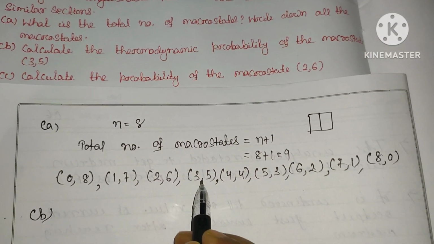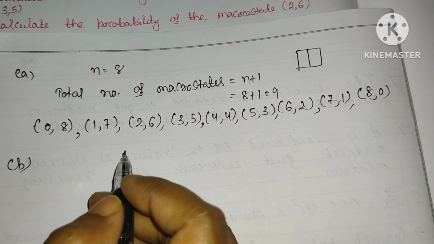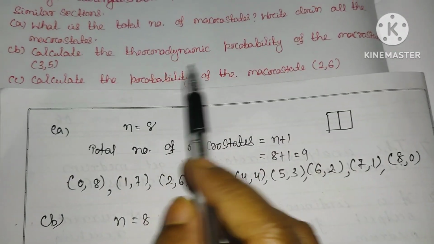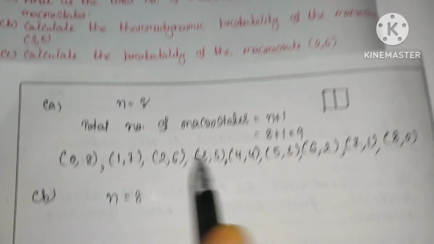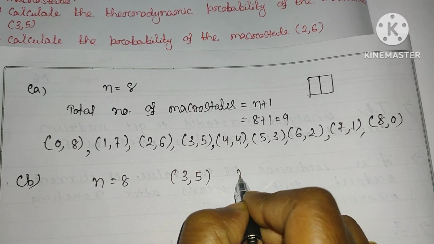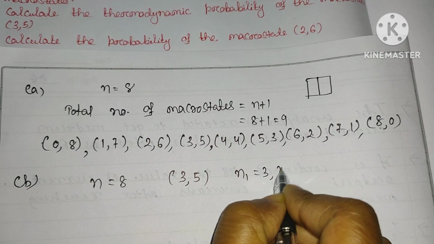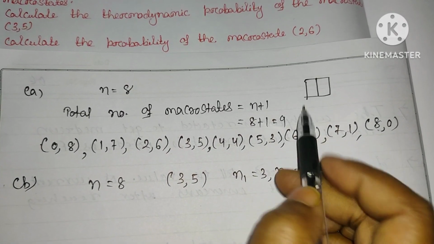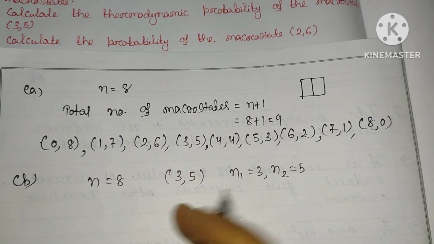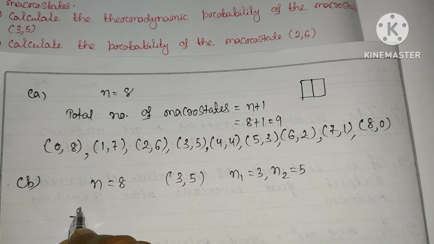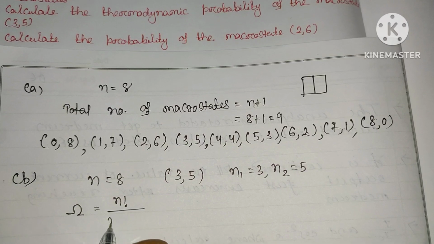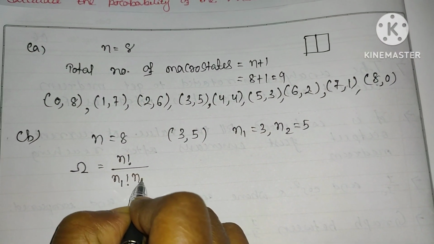So for this 3, 5, we have to calculate the thermodynamical probability. Here n equal to 8 is given. We can say that n1 is 3 and n2 is 5. n1 means the number of particles in the first section, n2 is the number of particles in the second section. So the thermodynamical probability omega will be equal to n factorial divided by n1 factorial into n2 factorial.